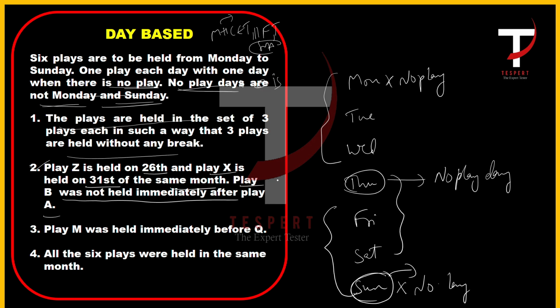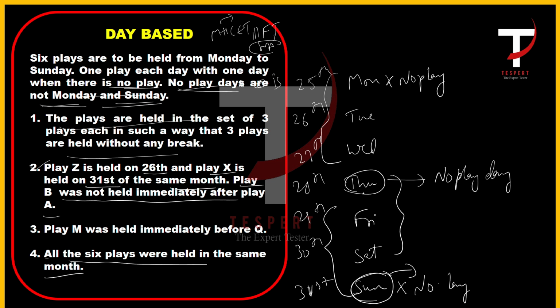Okay. So the last statement also says that all the 6 plays were held in the same month. Okay. So as there are 6 play days and one no play day, we will make the schedule from 25th to 31st of the month. So Monday will be 25th, Tuesday will be 26th, 27th, 28th, 29th, Saturday will be 30th, and Sunday will be 31st, right? Sunday will be 31st, okay?